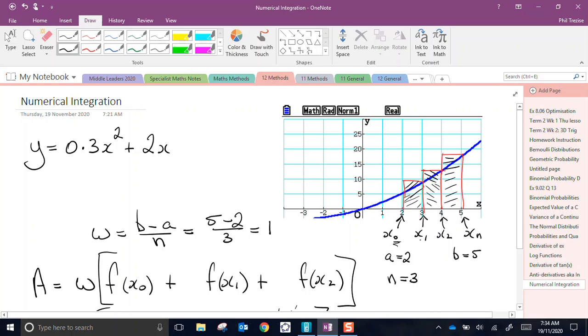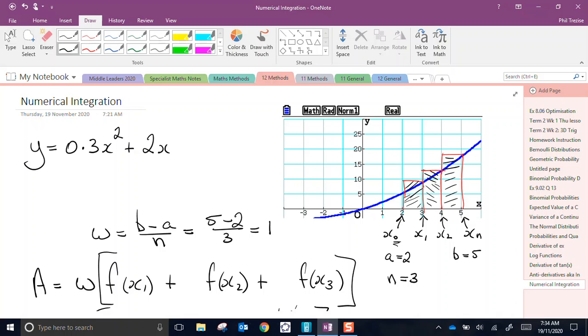I'd still call this x0, x1, x2, xn. I'd still have my lower limit of 2 and my upper limit of 5. I'd still calculate a width of 1, but this time I'm not going to start with x0. I'm going to start with x1. For the first rectangle, the height is the value of x1 substituted into the function. Then for the second rectangle, I'll use x2. The third rectangle, I'll use x3, or more generally xn if I had a different number of strips. So pretty much the setting out is the same.